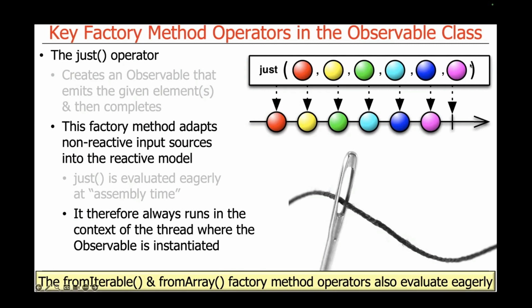As you can see here, we have a marble diagram that shows that just will basically emit a bunch of values, the marbles, and you can see that each of the marbles is emitted as part of a stream, and if all goes well, you'll have the little vertical bar at the end indicating successful completion.